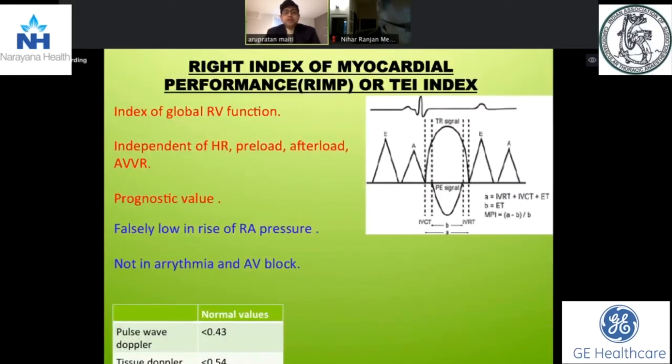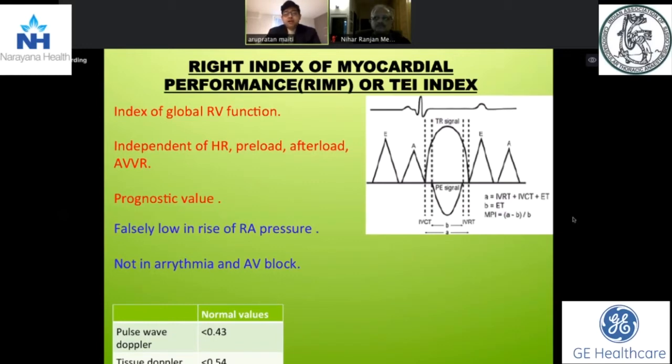Next is the right index of myocardial performance, or Tei index. This is the index of global RV function. It gives us an idea about both systolic and diastolic function. Good thing is this is independent of heart rate, preload, afterload, and AV valve regurgitation. It has established prognostic value after heart transplant, and it's falsely low in rise in RA pressure, and it's not valid in arrhythmia or AV block.